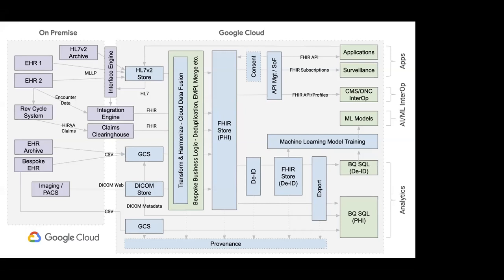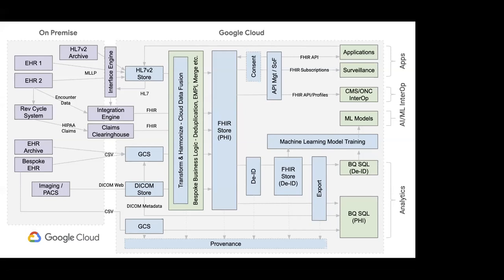This is a very common architecture for our large customers. Just to orient all of you to this slide, going from left to right, the boxes in purple are the many external systems that live either in the cloud or typically on-prem. These could be EHRs, rev cycle systems, imaging or PAC systems, HL7 V2 archives. As we move to the right, the boxes in blue are the various capabilities in the Google Cloud Healthcare API, and the boxes in green are either custom logic from our customers or applications that our customers are building on the Google Cloud Healthcare API.